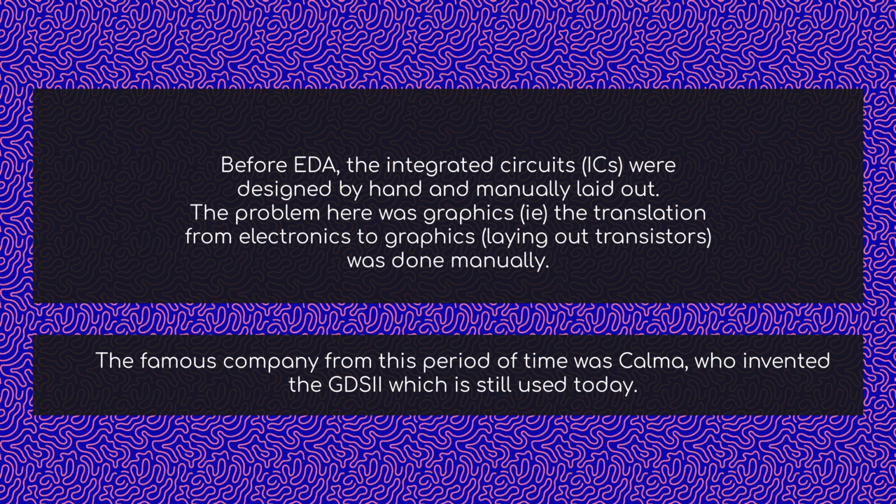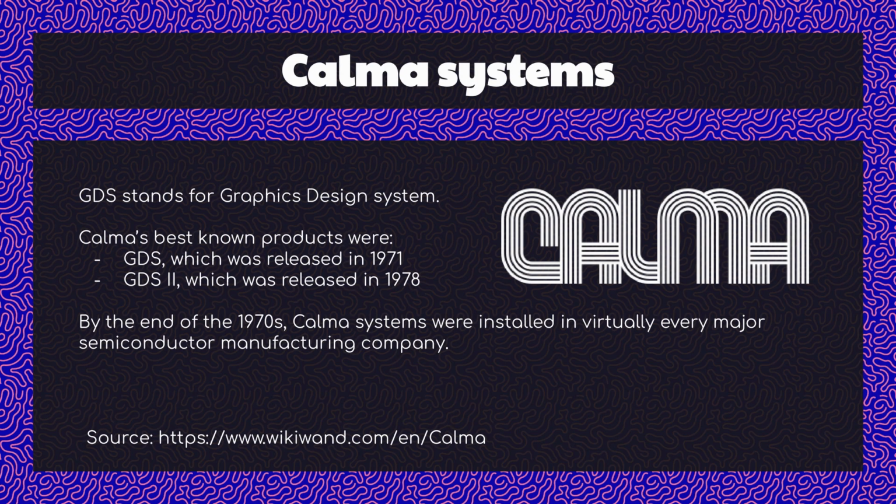This was the company which invented GDSII, which is used even till today. Calma Systems' best known products were GDS and GDSII, which were released in 1971 and 1978 respectively. GDS stands for Graphics Design System. By the end of the 1970s, Calma systems were installed in almost every major semiconductor manufacturing company.